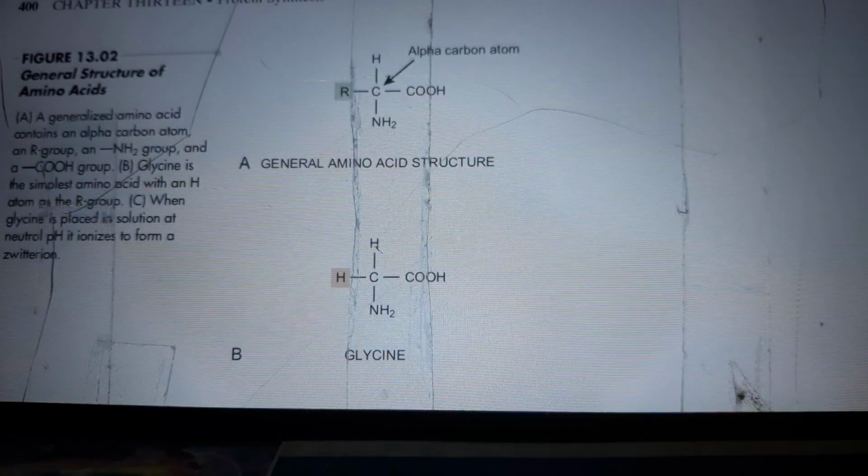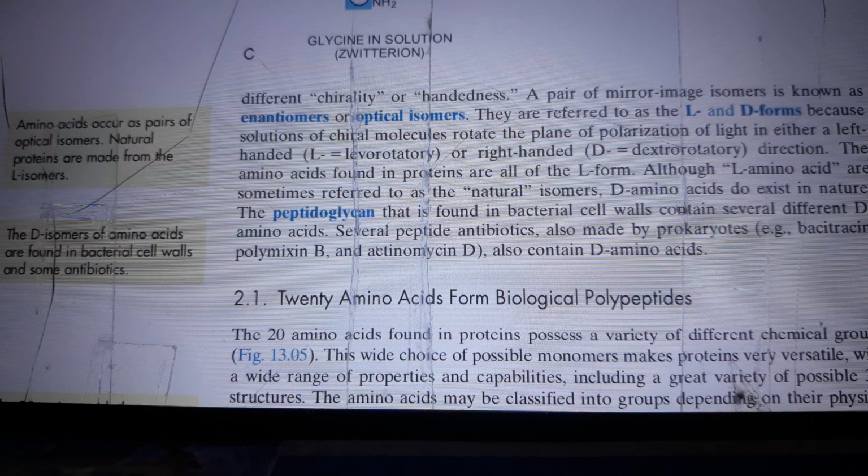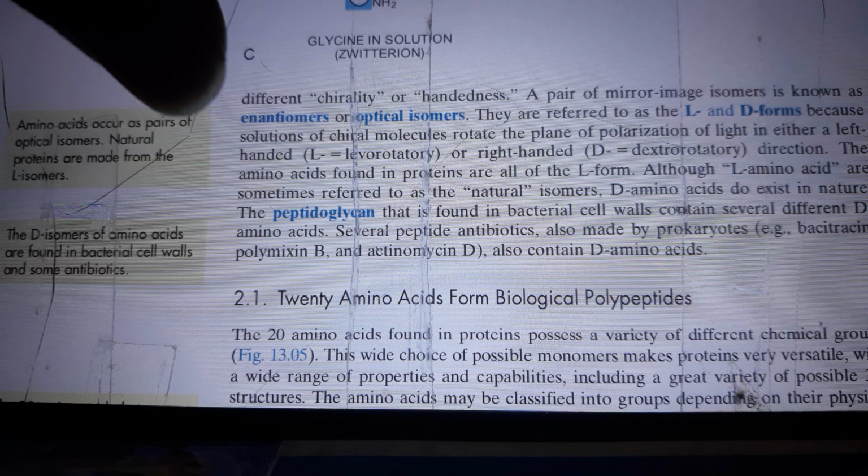So next, on chapter 13, the next page on protein synthesis is figure 13.02, which we just read. General structure of amino acids. A, a generalized amino acid contains an alpha carbon atom, an R group, an NH2 group, and a COOH group. B, glycine is the simplest amino acid with the H atom as the R group. Right? When glycine is placed in solution at neutral pH, it ionizes to form a zwitterion. Right? So note these points. These are very important. Take screenshots and make notes. Glycine in solution is a zwitterion having both charges.